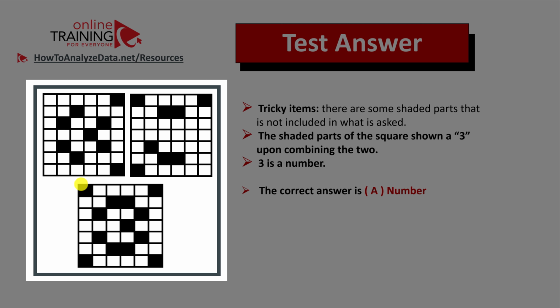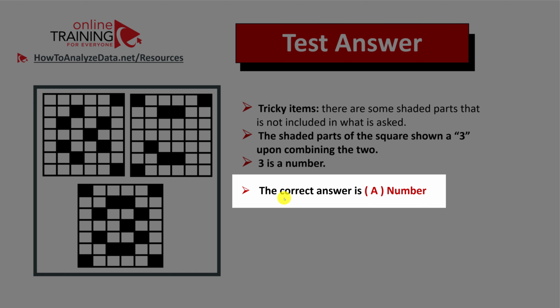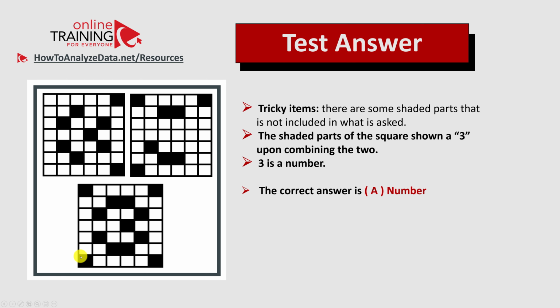But upon combining both rectangles, you can see that you formed a 3, and 3 is the number. So the correct choice here is choice A, number. And you can visualize 3 at the bottom rectangle. I'm going to trace it here so you can see it. And these are the confusing items right in the corners. So make sure to watch out for those as well. Hopefully you've nailed this question and now know how to answer similar problems on the test.